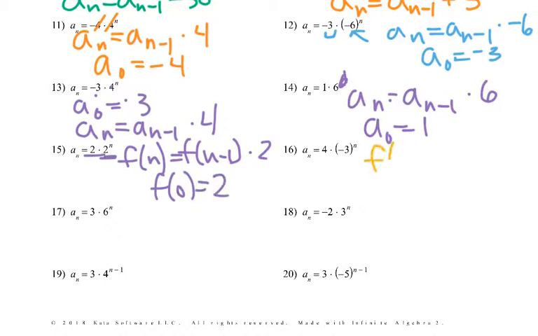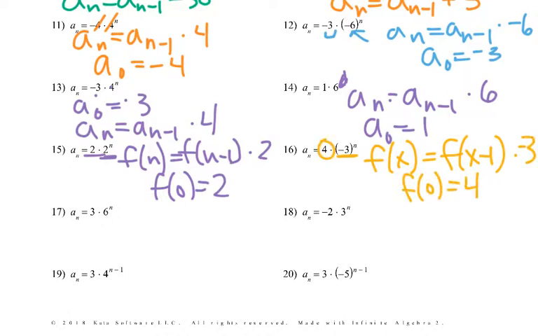We can even do the f of x version. That one works too. f of x equals f of x minus 1, and I'm timesing by -3, and f of 0 equals, and it's a positive 4. Okay? All of those work. Really the one I can't use is y, because that really wouldn't work. Okay? So that's the one we don't really use.